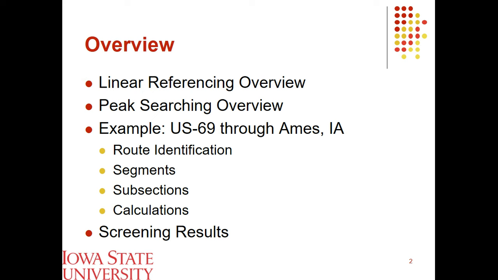We're going to talk about how we determine what a route is. We're going to use the term route or corridor to mean the entire length of roadway that we wish to analyze. We're going to then talk about segments in terms of smaller portions of that roadway that will be split out for analysis. Subsections are then a smaller portion of the segments. And now that you know how we're going to talk about the roadway once we split it up into smaller pieces, we're going to go over some calculations and talk about the results of our screening process.